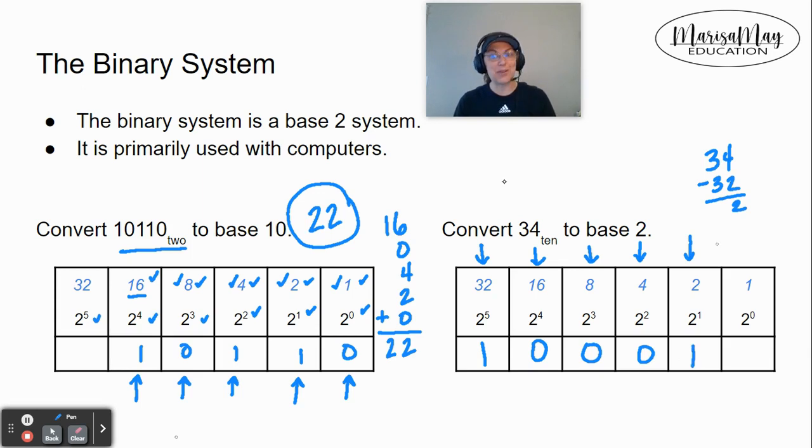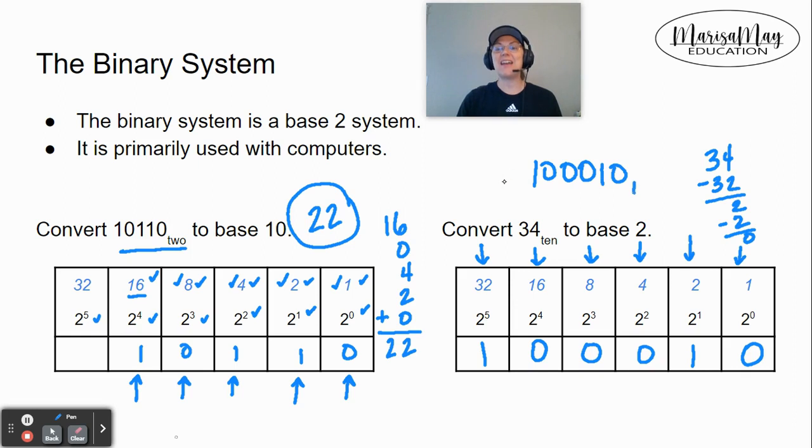Yes, I can get one group. Okay, so one group of 2 would leave me with nothing. So I don't have anything for that last place value except a 0. So this is 34 in base 2. 1, 0, 0, 0, 1, 0, and that is in base 2.